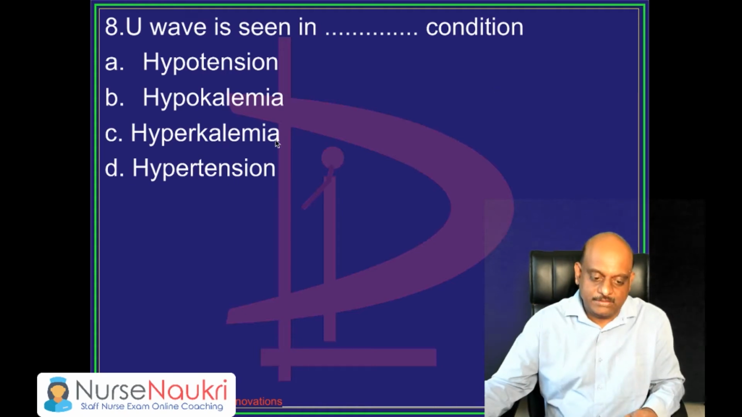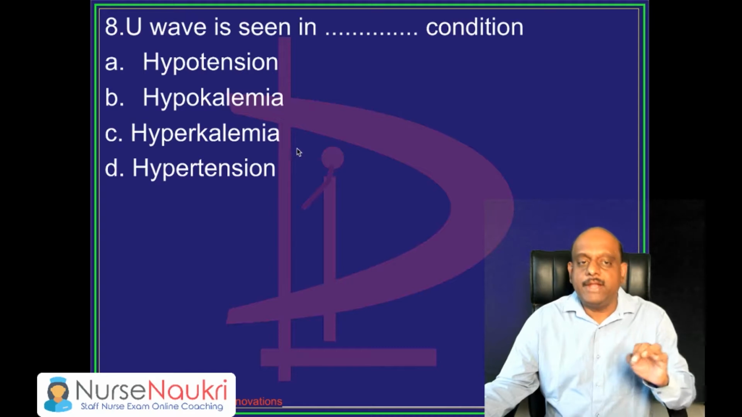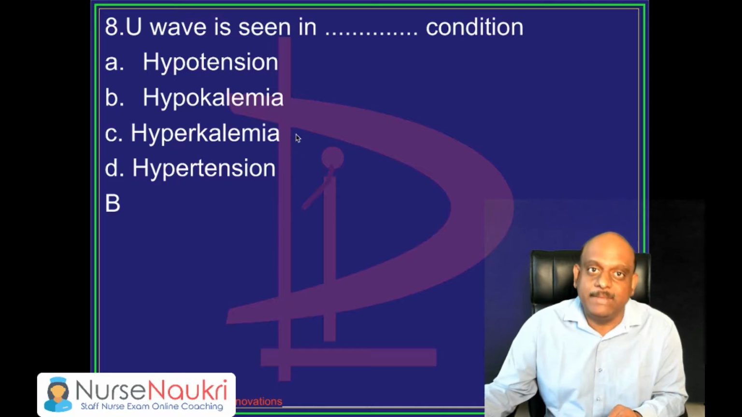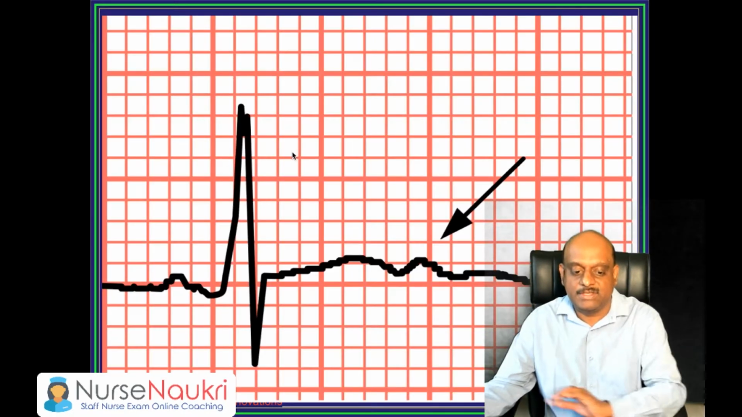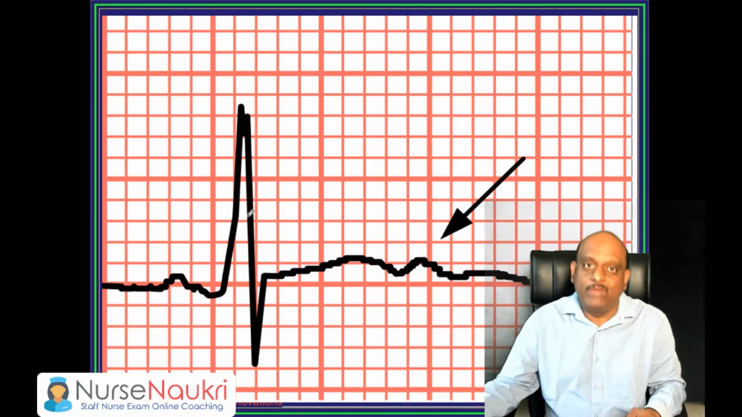Now, the next question. In the ECG, where do you see U wave? U wave is seen if the patient is having hypokalemia, decreased potassium levels. Okay, what is meant by the U wave?